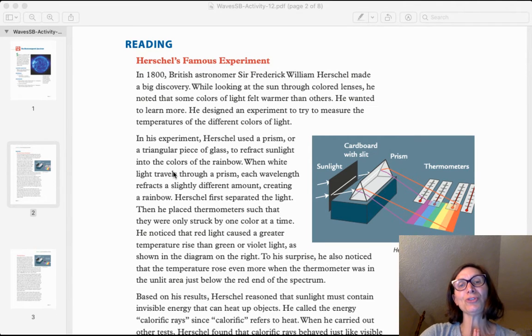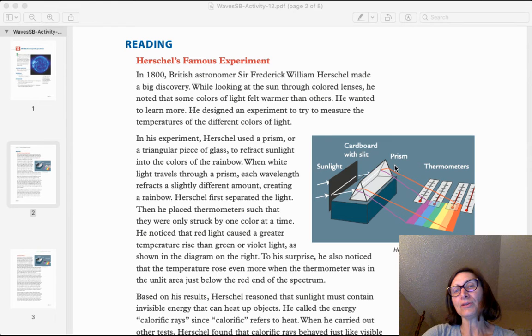In this experiment, Herschel used a prism, or a triangular piece of glass, to refract sunlight into the colors of the rainbow. When white light travels through a prism, each wavelength refracts a slightly different amount, creating a rainbow. Herschel first separated the light, then he placed thermometers such that they were only struck by one color at a time. He noticed the red light caused greater temperature rise than the green or violet light, as shown in the diagram on the right.